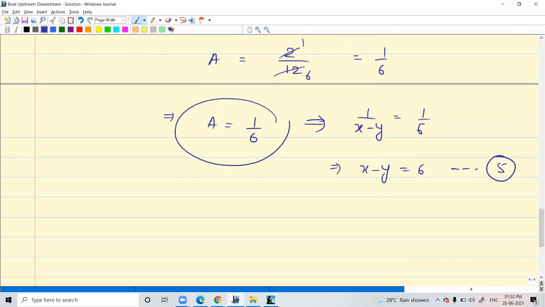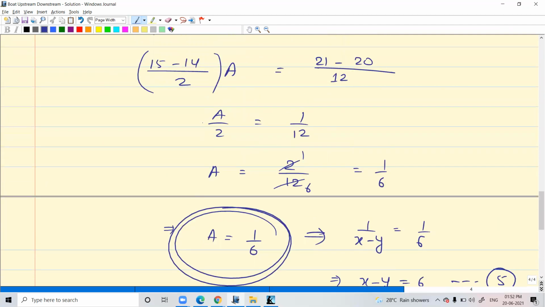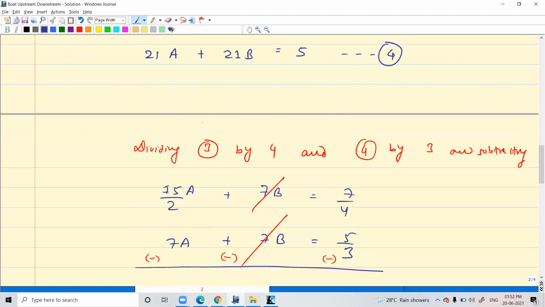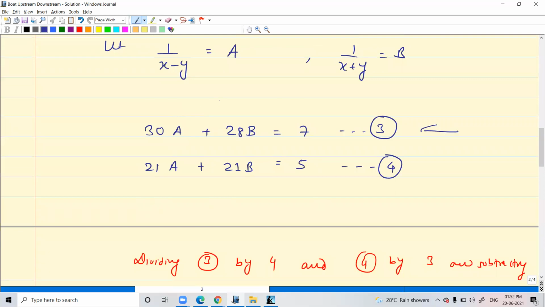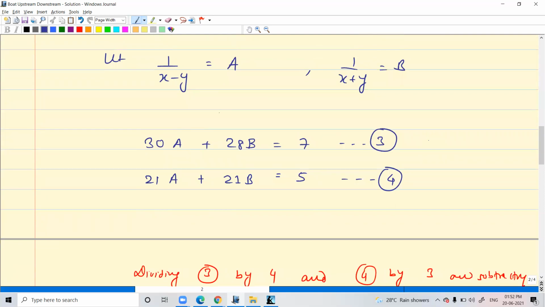And a is equal to 1 by 6. This is what we are going to substitute in any of the equations. As you can see, if I put a is equal to 1 by 6 in the first equation, instead of a, if you put 1 by 6, 6 5s are 30 will get cancelled. The calculation will become slightly easy. So let's pick the third equation for substituting the a value.